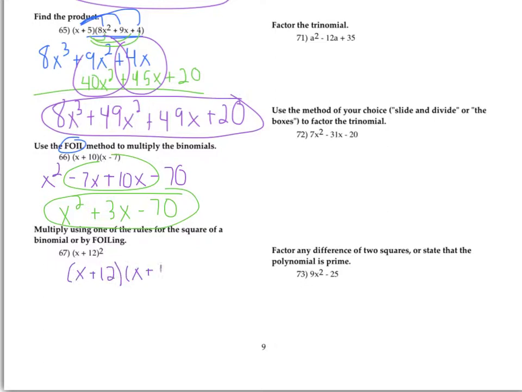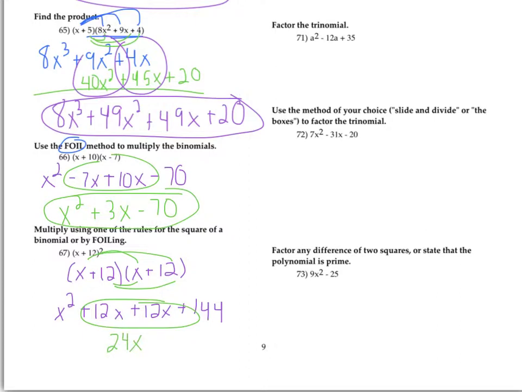67, you can use a rule for the square, but let's face it, that rule is kind of annoying and sometimes gets us into trouble, so just write it twice and then FOIL. It gives us x squared plus 12x plus 12x plus 144. If you actually FOIL it out like you should. Notice, 12 plus 12 is 24. It does not cancel out because they have the same sign. If they were opposite signs, sure, yeah, it totally would cancel out. They don't have that though, so don't cancel where you can't cancel.